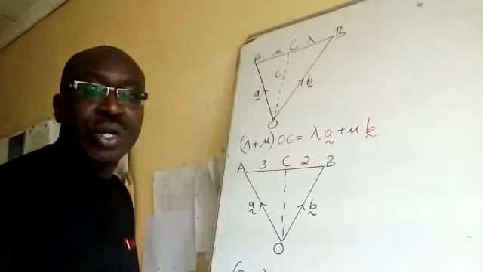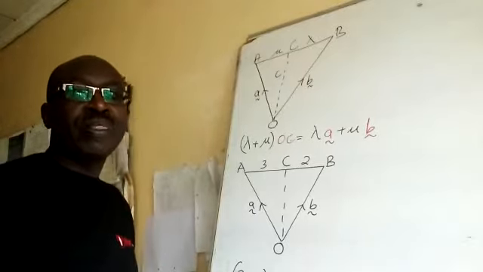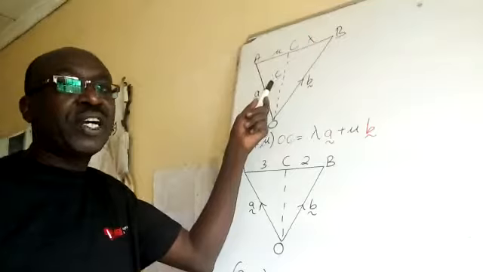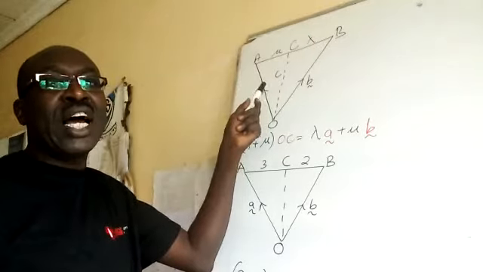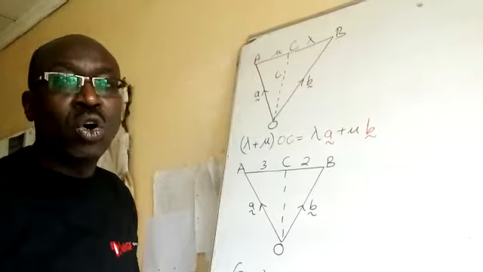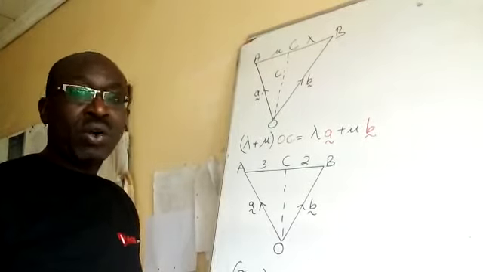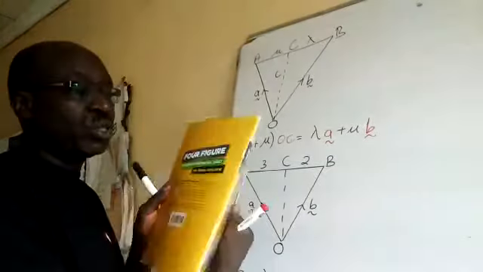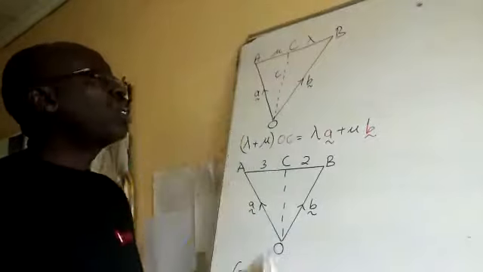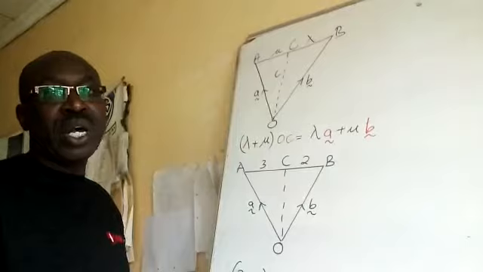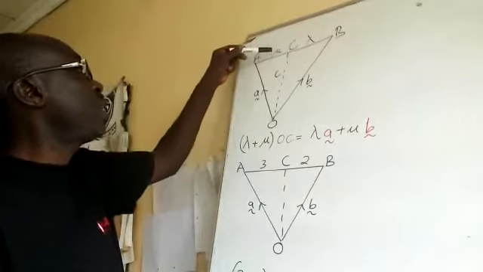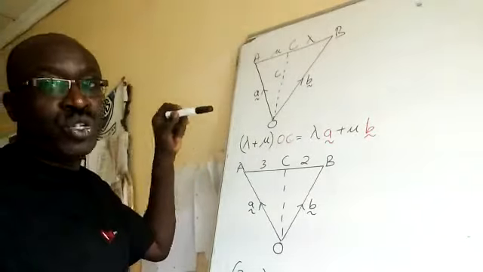We are continuing with the ratio theorem. Now I've drawn this figure here according to the diagram in your log tables, okay? So in the log tables you will find such a diagram. I want to explain the way these variables are used.